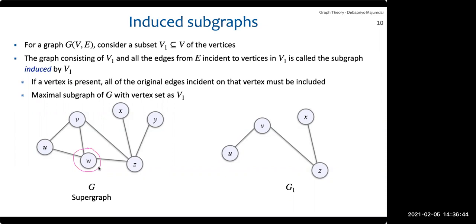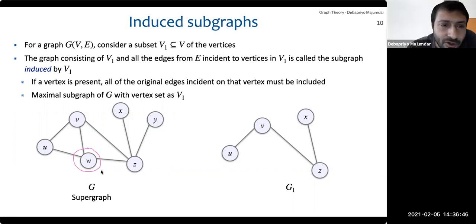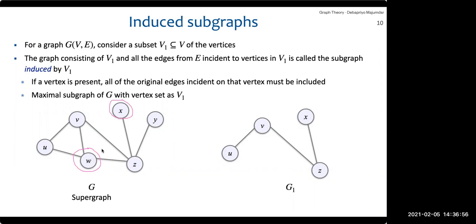That will be only W. Very good. What will be the subgraph induced by W and X? That will be just these two vertices, separate, right? Yes, sir. Just separate.